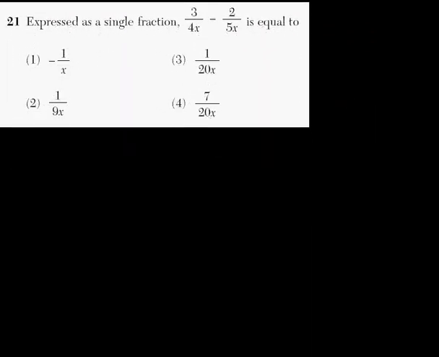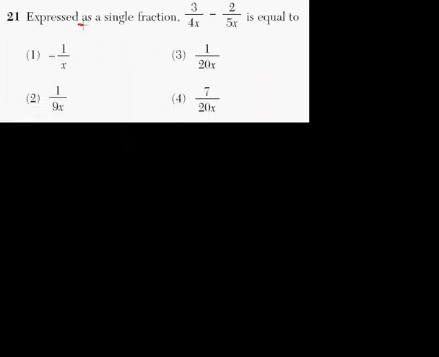All right, let's do one more. Number 21 says, express as a single fraction 3 over 4x minus 2 over 5x is equal to. That's really not a very good sentence there. Yeah, it's really not a very good sentence. A semicolon would work? I don't know. I'm not a grammar expert. Let's just get down to the problem.